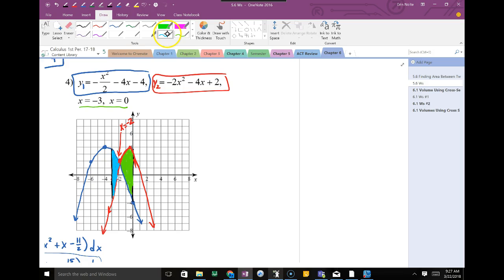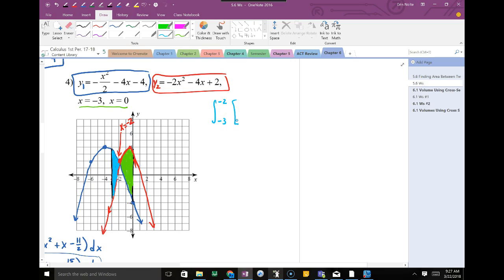Okay. So let's start by setting up the integral for the blue area. What are the two x values that bind our blue area? So what binds my blue area? Remember, the lower one goes on the bottom, so -3 to -2. When I set this up, I have to do top minus bottom.